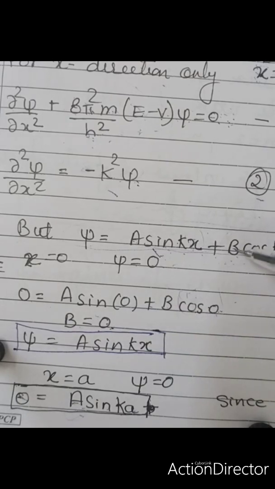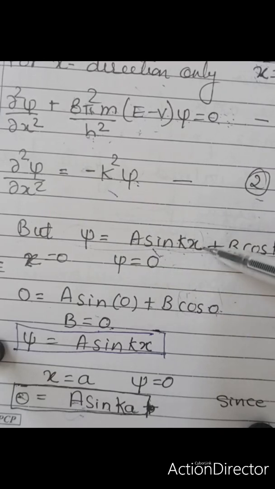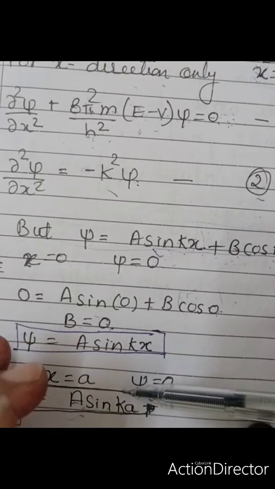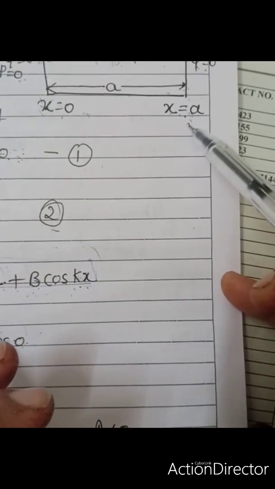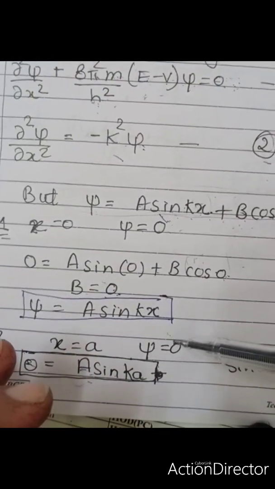So if b is 0, this whole term we are going to neglect and we are left with psi is equal to a sine kx. Now we will be applying the second condition, that is when x is equal to a. So when x is equal to a, again psi is equal to 0.